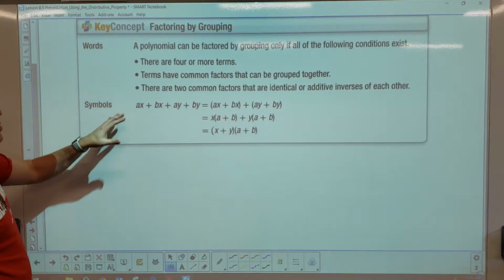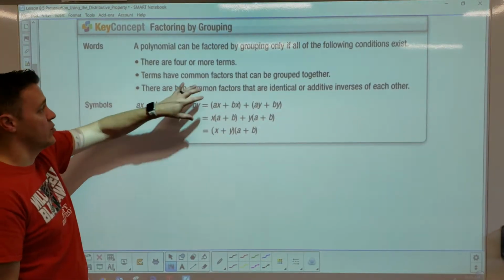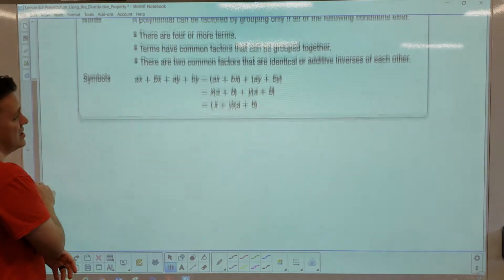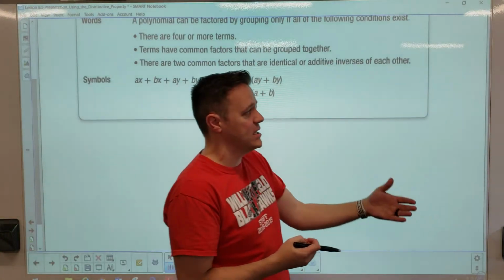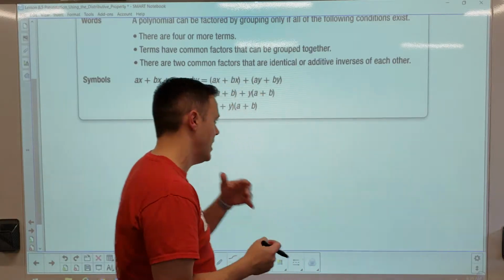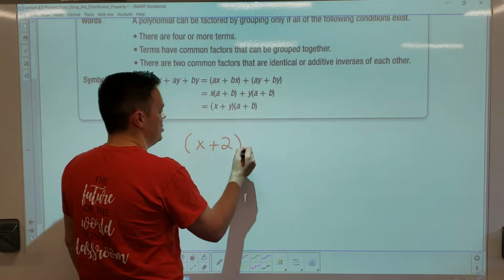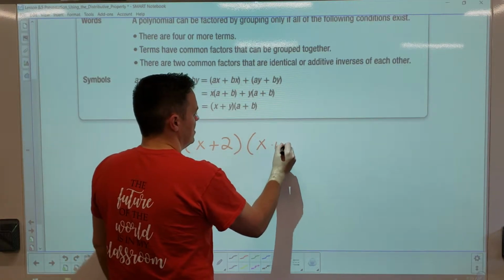All right, so now what we're going to be talking about is factoring by grouping, okay? If you guys remember, factoring by grouping is, if you go back to lesson 8.3 when we started multiplying, I would present to you guys equations like this, okay?